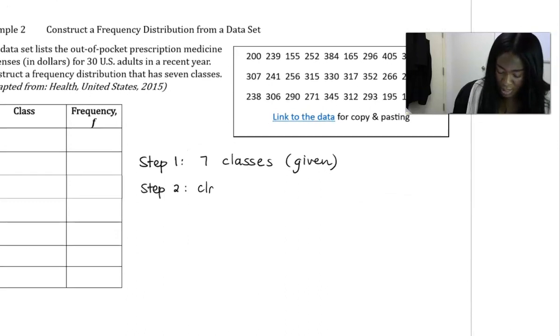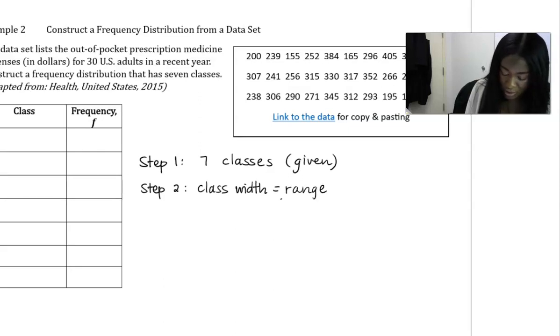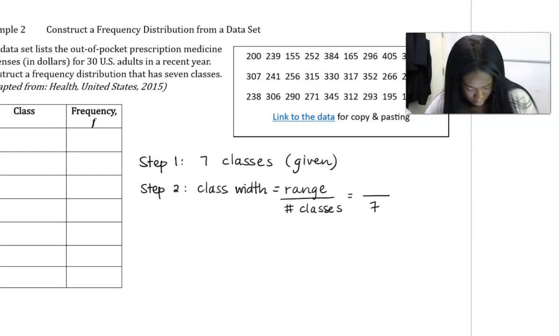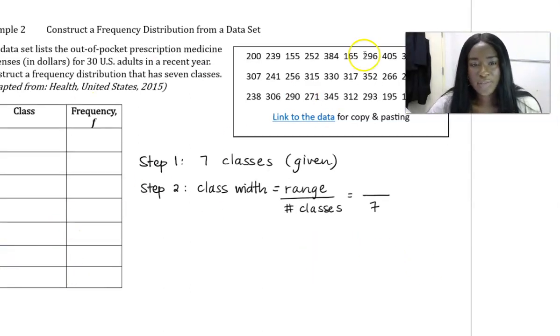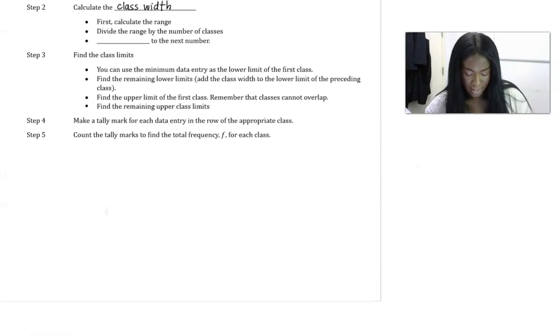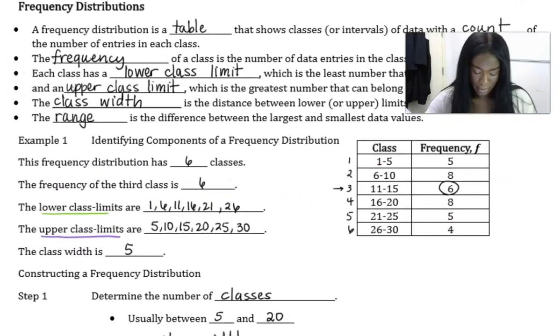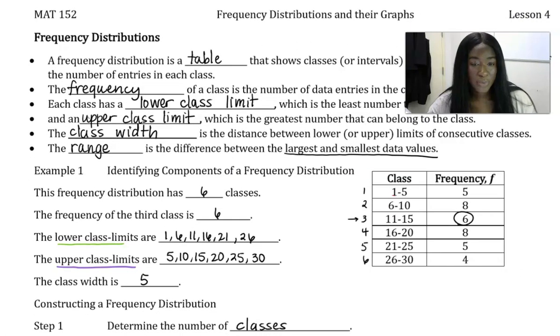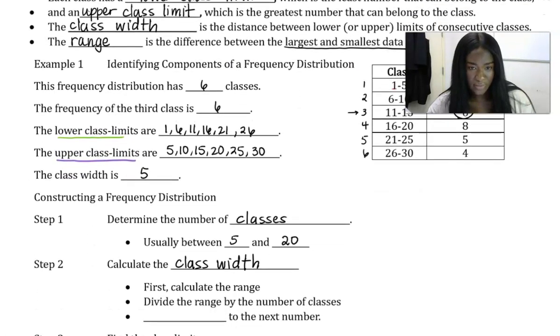Step 2, we want the class width. And what we just saw is that to find the class width, we take the range and we divide by the number of classes. Well, we already know that we want to break this up into 7 classes, so I'll go ahead and put a 7 in the denominator. Okay, so to find the range, we're going to take the largest data value and subtract the smallest data value. The range is the difference between the largest data value and the smallest data value.